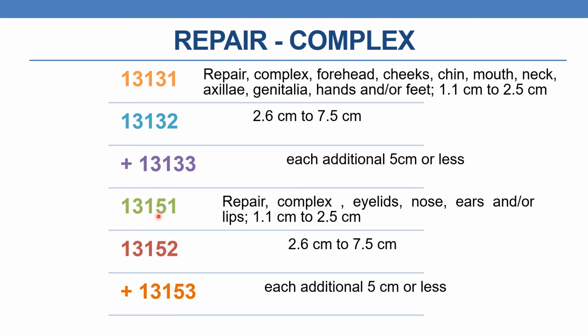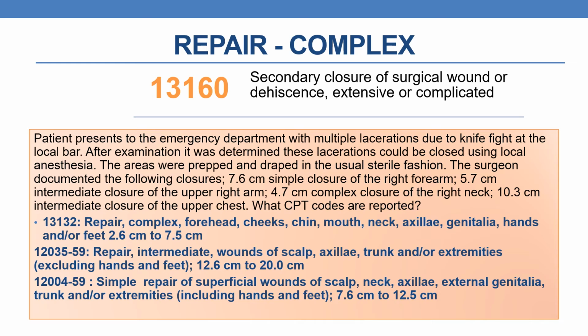The next is 13151. Repair complex eyelids, nose, ear and or lips. Length is 1.1 centimeter to 2.5 centimeters. The next is 13152. Here the repair length is 2.6 centimeters to 7.5 centimeters. The next is an add-on code plus 13153 for each additional 5 centimeters or less after 7.5 centimeters. Now the final CPT is 13160. Secondary closure of surgical wound or dehiscence, extensive or complicated.